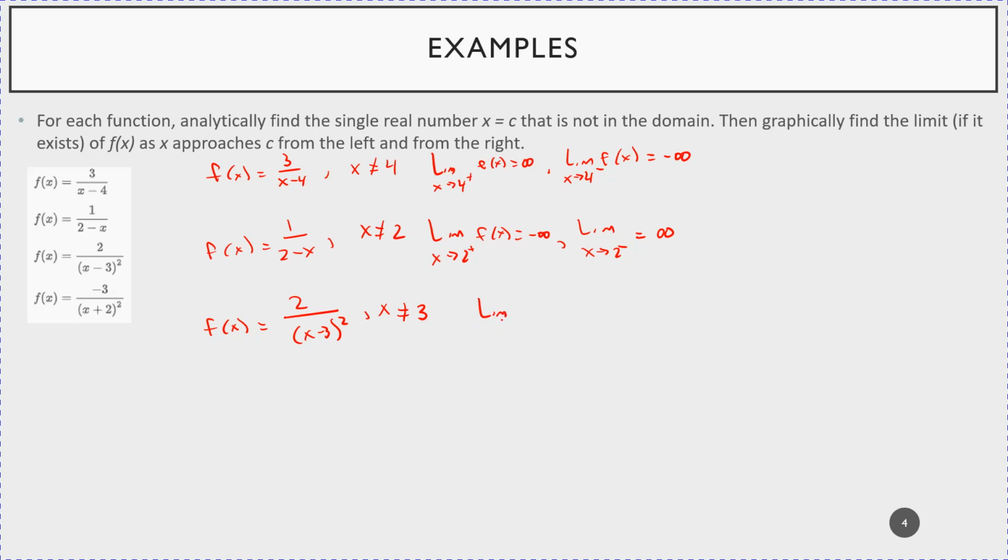So the limit as x goes to 3 from above of f of x is equal to the limit as x goes to 3 from below of f of x. In this case, they're both going to positive infinity here. So in this case, remember, these limits do not exist, but we're just describing their behavior. And then this last one here, the negative sign is going to flip everything, you'll see. So negative 3 over x plus 2 squared. Right, you can see x cannot be equal to negative 2.